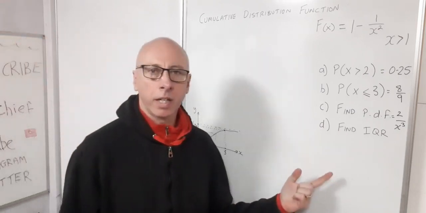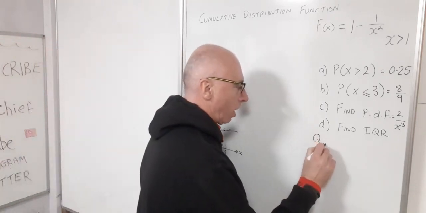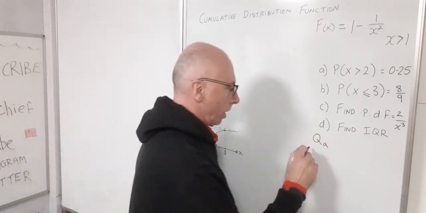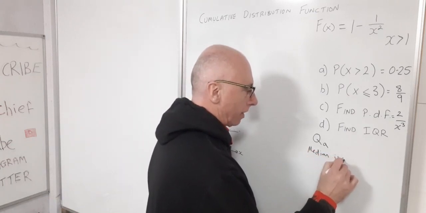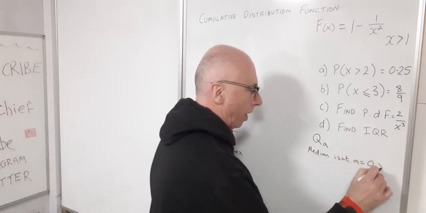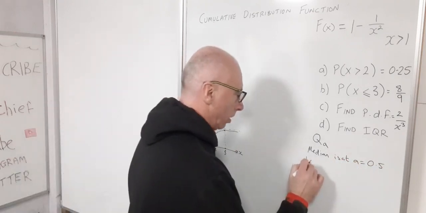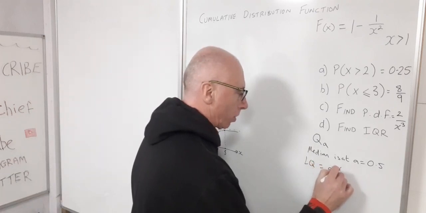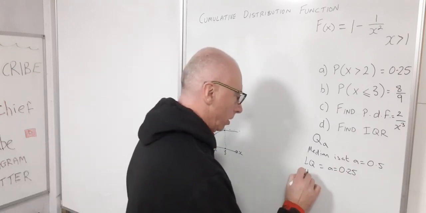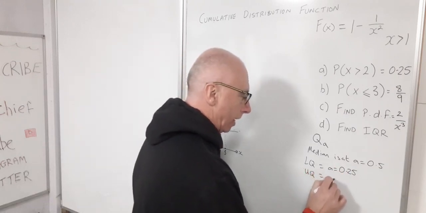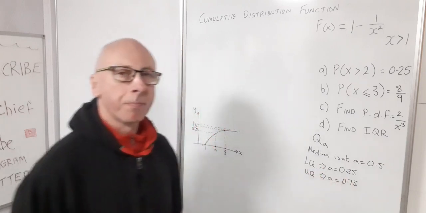Okay, so now on to finding the interquartile range. Now the interquartile range has different values of A. So for example, the median is at A equals 0.5 because that's the middle value. And our lower quartile, that's at A equals 0.25. And the upper quartile, that's at A equals 0.75. I just put these as arrows.